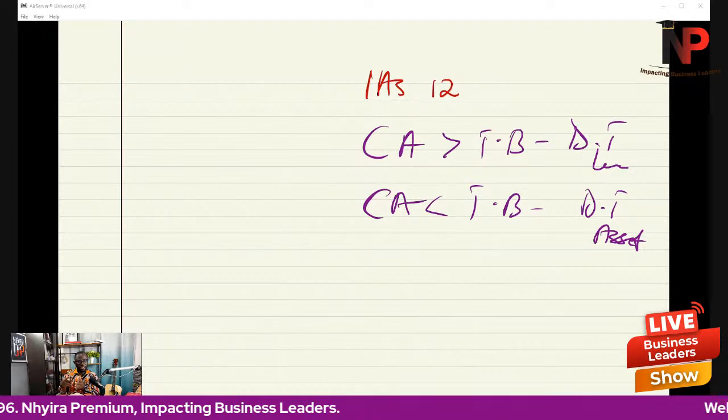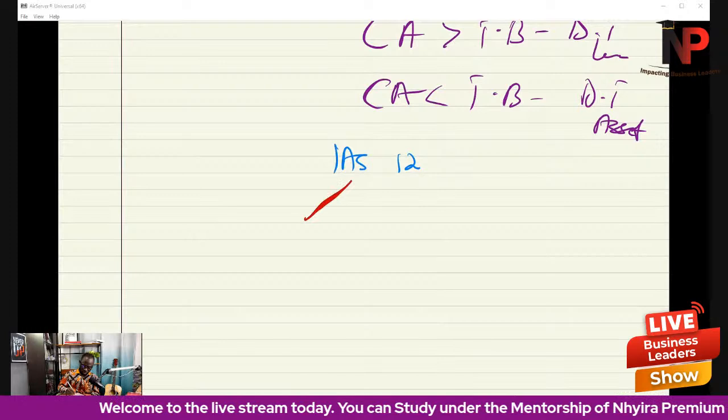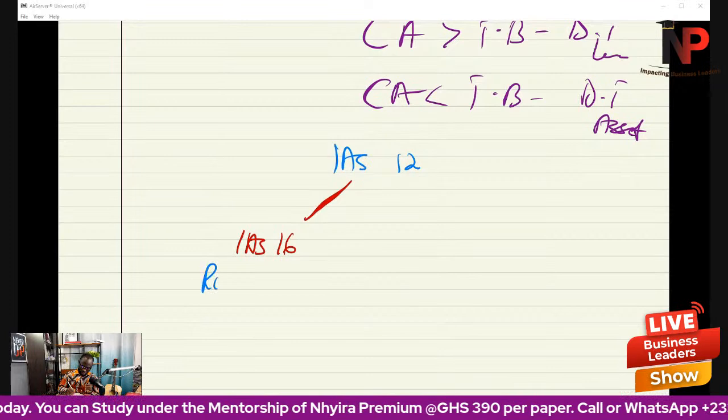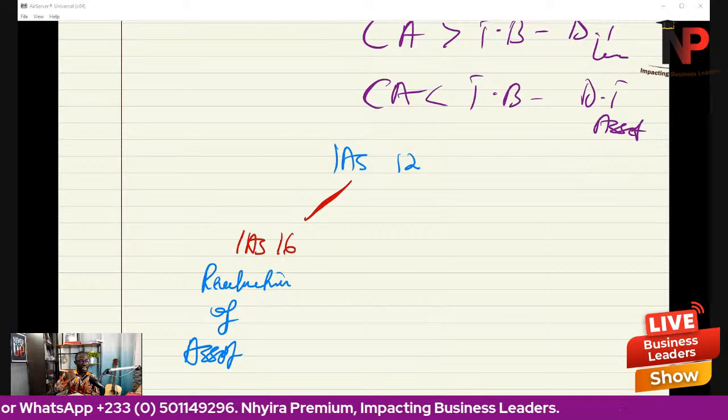But then if you are learning IAS 12, you need to find out, what are the connection between IAS 12 and IAS 16? Because there is. When assets are revalued, it results into income tax. There may be deferred tax issues coming in because of revaluation of assets. So when you're learning IAS 12, it's important you bear that in mind.